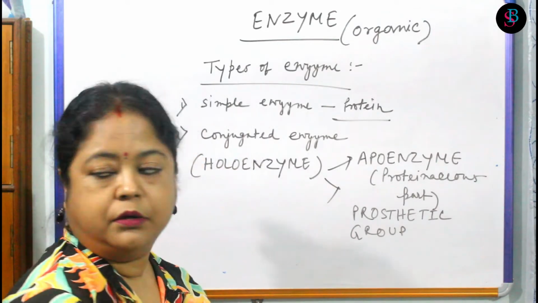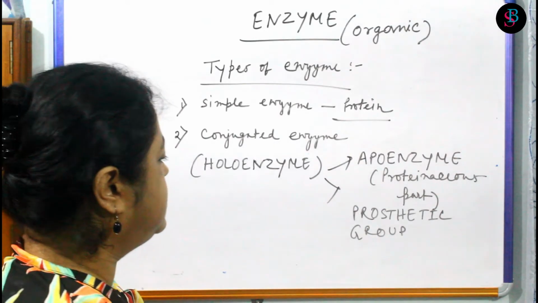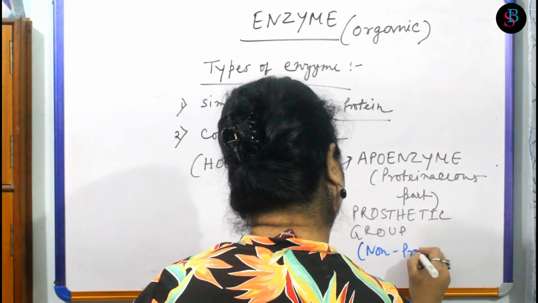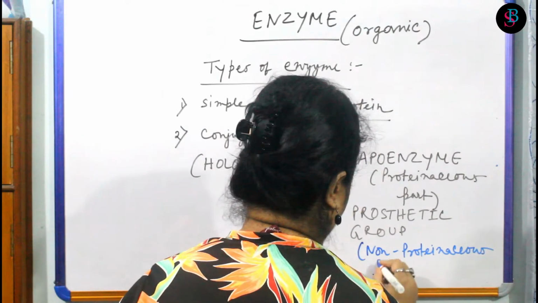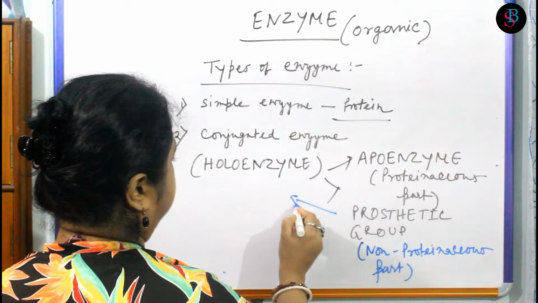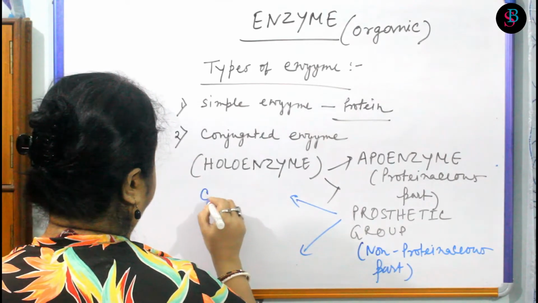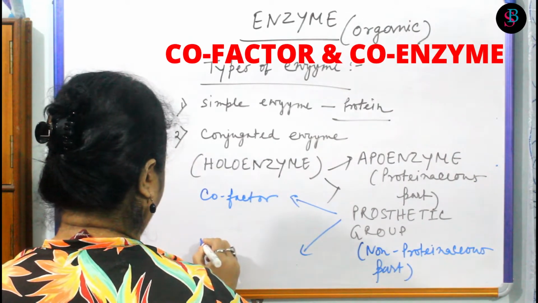It's a disputed one. In many books you will get different information, but I think I am giving you the right one. So the prosthetic group is the non-proteinaceous part. It's divided into two parts again, that is cofactor and coenzyme.